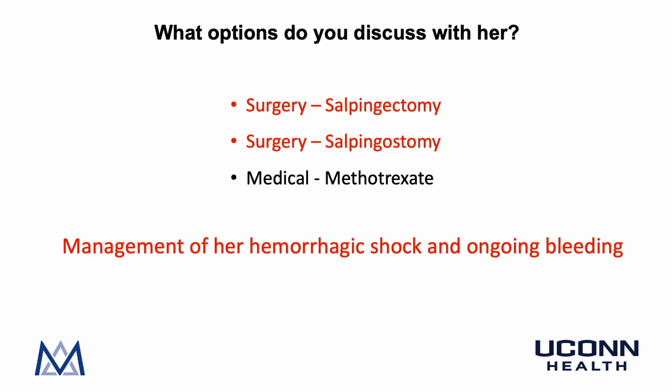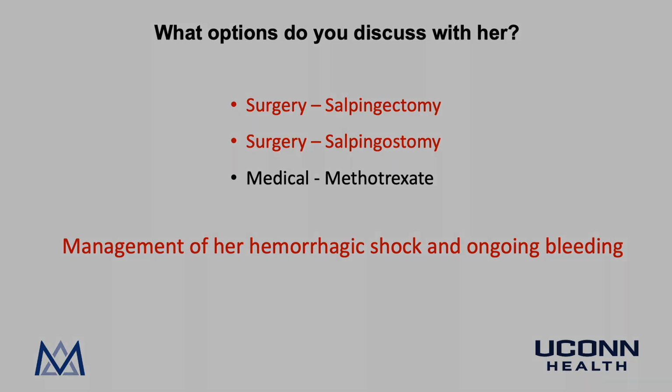Also, consideration needs to be given to the management of her hemorrhagic shock and likely ongoing bleeding. So this patient's going to need a blood transfusion of packed red blood cells, so you're going to be in communication with your blood bank. You do know her blood type, so you can probably get her cross-matched blood. If you couldn't, you'd want to start thinking about transfusing her O-negative blood.